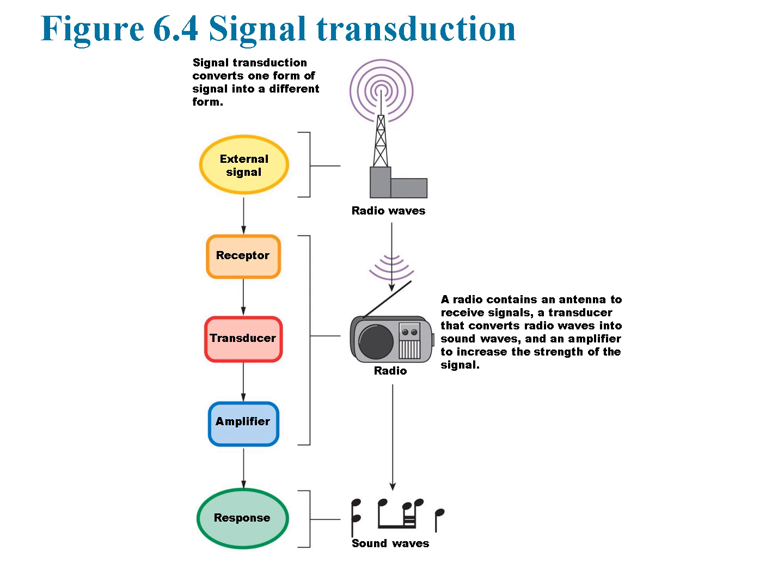Once the signal is detected, it is passed to a transducer, which converts the signal into a different form that the system can interpret. In the radio, the transducer converts radio waves into sound waves. Similarly, in the cell, the transducer converts the external signal into an intracellular message.